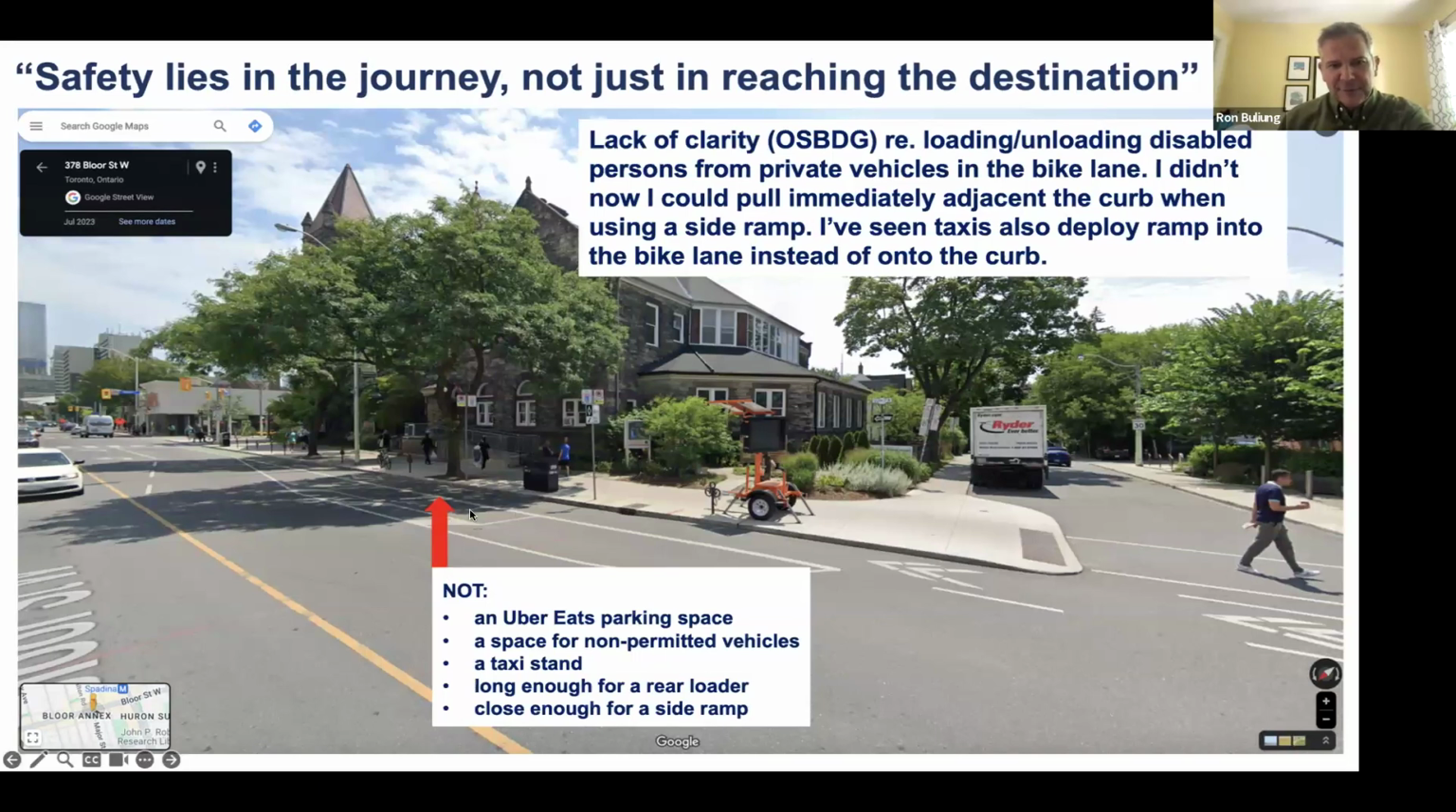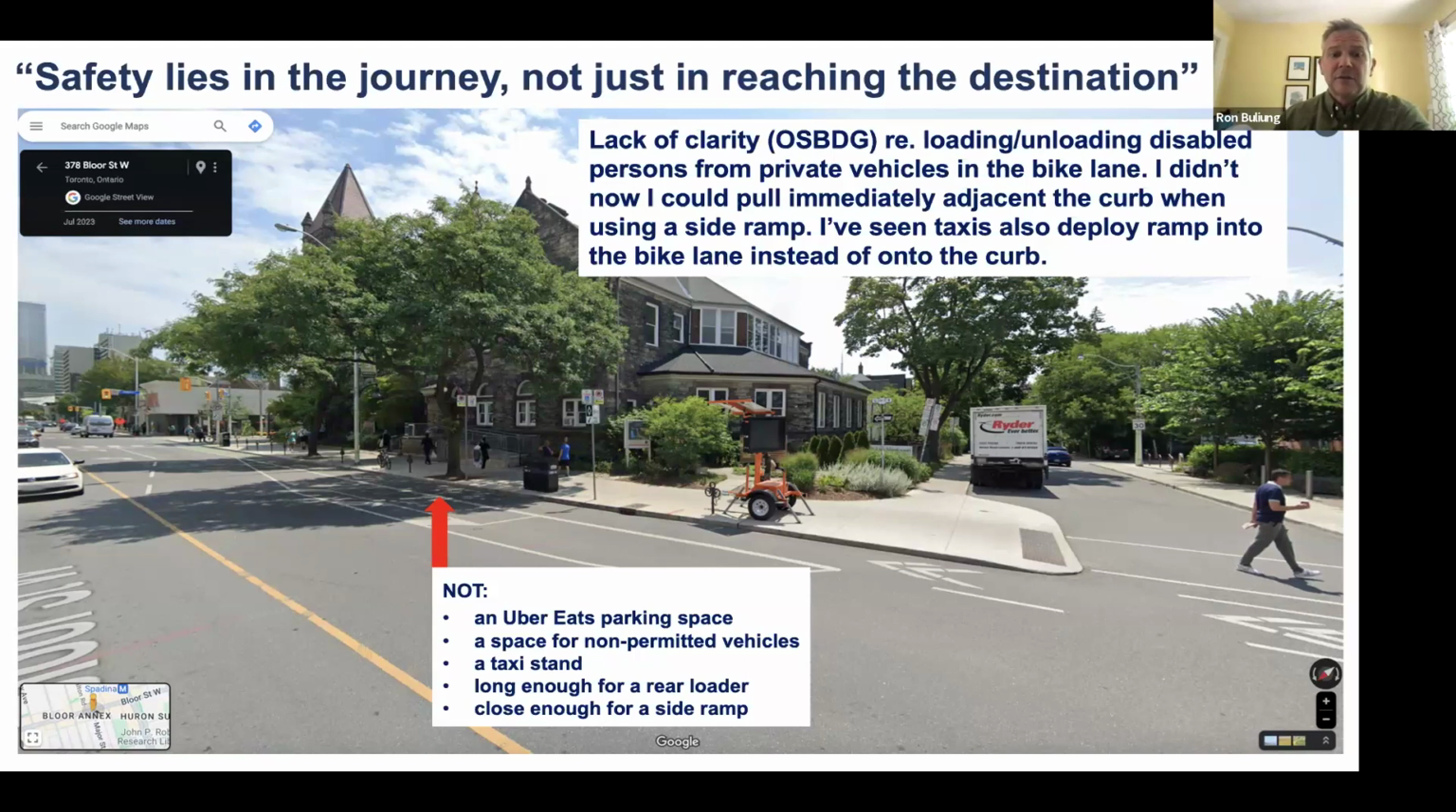The disabled parking space adjacent to the painted bike lane here is not an Uber Eats parking space. It's not a space for non-permitted vehicles or a taxi stand. And it needs to be long enough for a rear loading van and probably close enough for a side ramp, which I'm going to come to in a moment. For people who are planning on-street disability parking, one of the things that you could do, which is really low-hanging fruit, is clarify for the public and private operators this issue of where their vehicle can be located when engaged in side access and egress for disabled passengers.